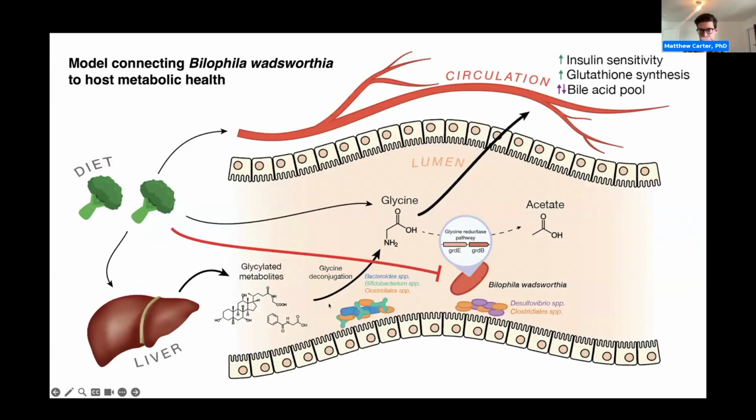Just to return to the model in conclusion, we did this human study where we performed this multi-omic profiling over time, comparing vegans and omnivores. We saw these associations as it related to circulating glycine, some changes to the microbiome, and then we did some of these experiments in vitro and in vivo to try to demonstrate that indeed, potentially this Bilophila wadsworthia has some causal role in the metabolic health of the host.